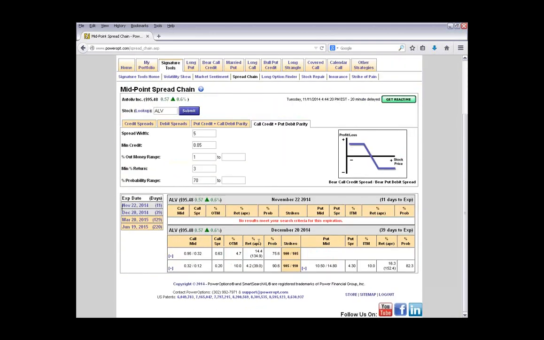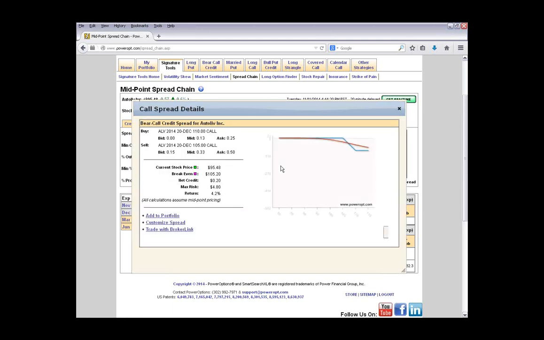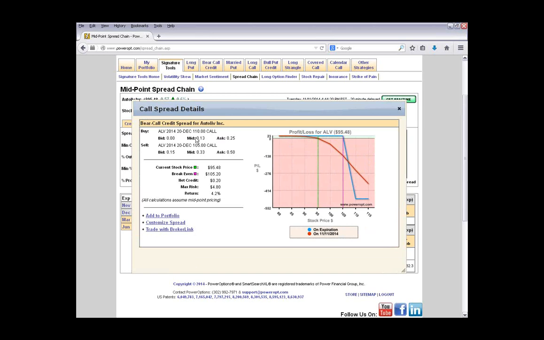Let's go back to the December 20th with our lower numbers, the quick spreads for our bear call credit. With the midpoint here, we're looking at the 105 and the 110. A little bit further out of the money, it's giving us a smaller net credit of 20 cents, but it's still a 4.2% yield, and we still have a good, strong probability of success that this would remain below both strike prices and give us the desired net credit.